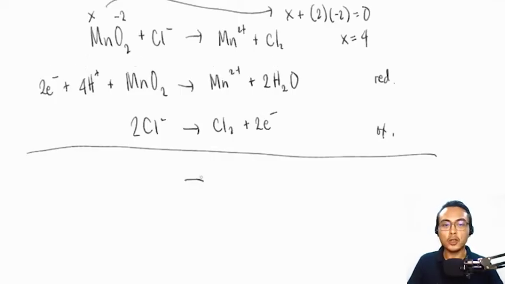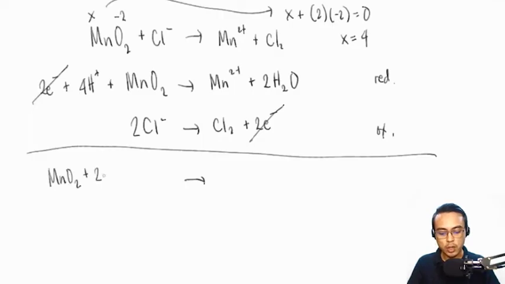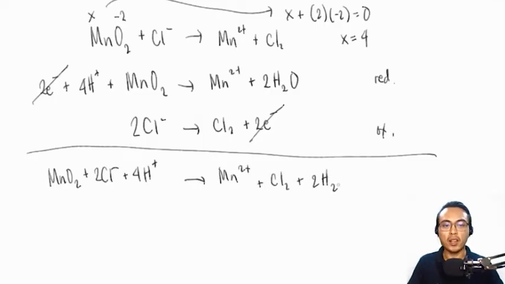So the first thing that you should notice is that the number of electrons would cancel because they are equal. One is in the reactant side, the other is in the product side. And then everything else can be added down. So on the reactant side, we have MnO2 plus 2Cl minus plus 4H plus. On the product side, we have Mn2 plus Cl2 plus 2H2O. This is our balanced redox reaction.